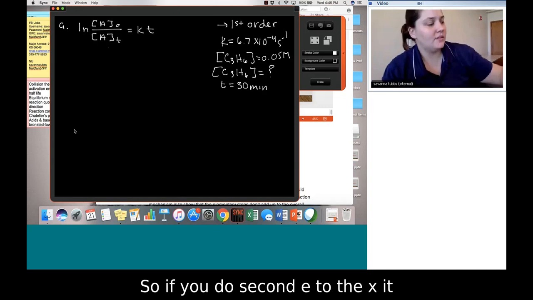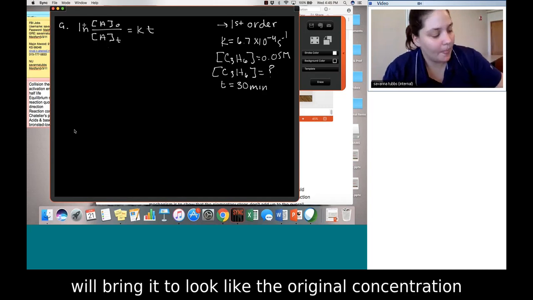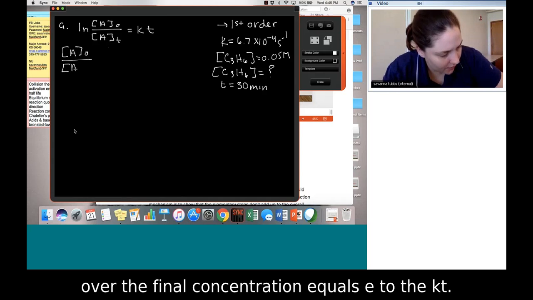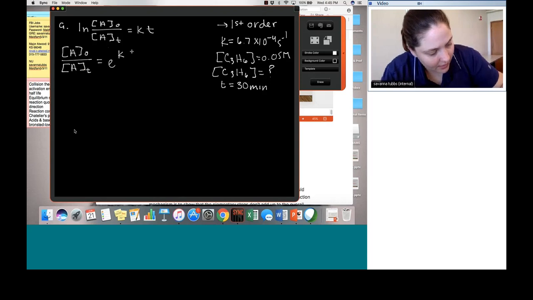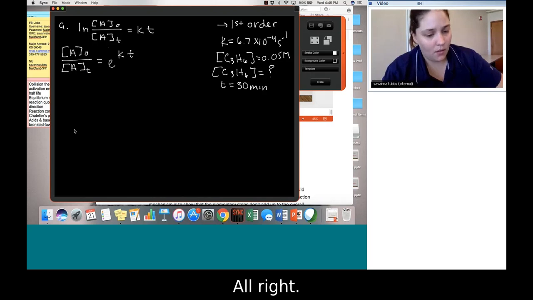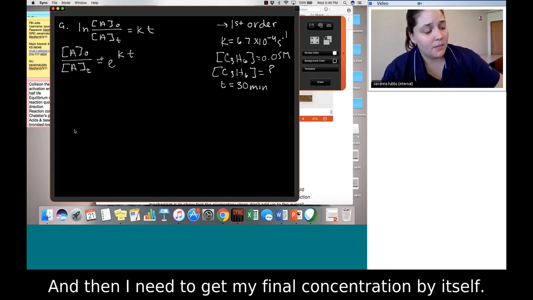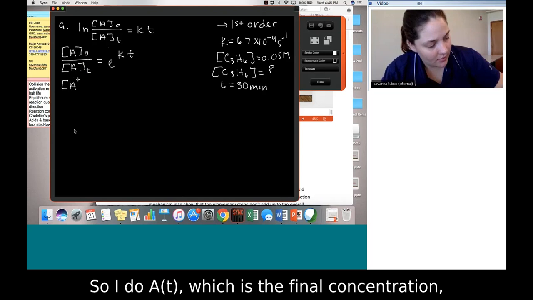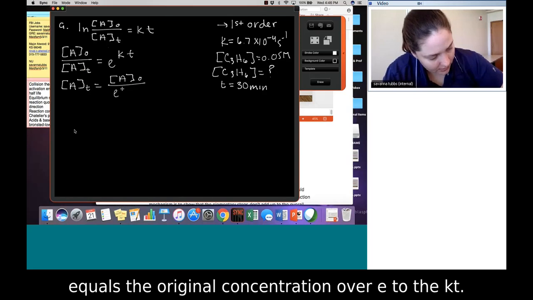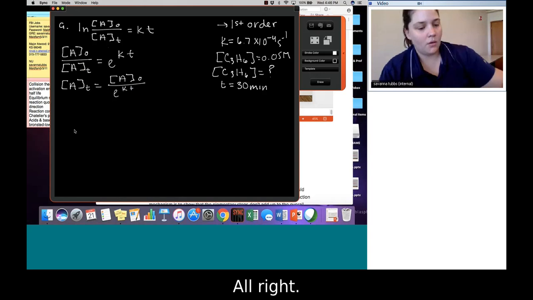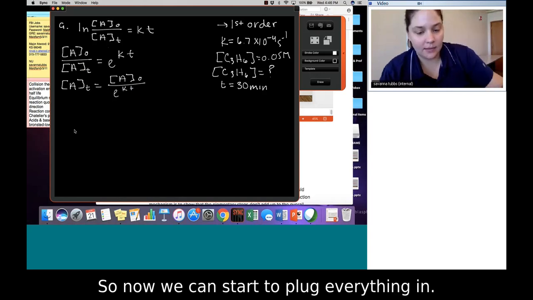So if you do second e to the x, it will bring it to look like the original concentration over the final concentration equals e to the kt. All right, and then I need to get my final concentration by itself. So I do A t, which is the final concentration, equals the original concentration over e to the kt. All right, so now we can start to plug everything in.